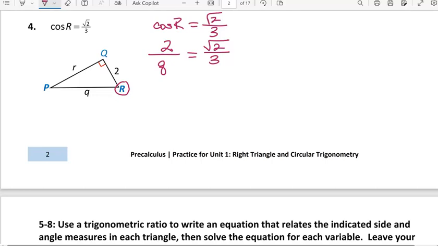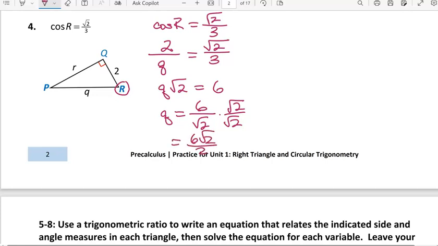We can cross multiply here to solve this proportion. Q times the square root of 2 is equal to 2 times 3, which is 6. So that means that when we divide, we'll get 6 divided by the square root of 2. We need to rationalize that result. And that's going to give us 6 times the square root of 2 over 2.